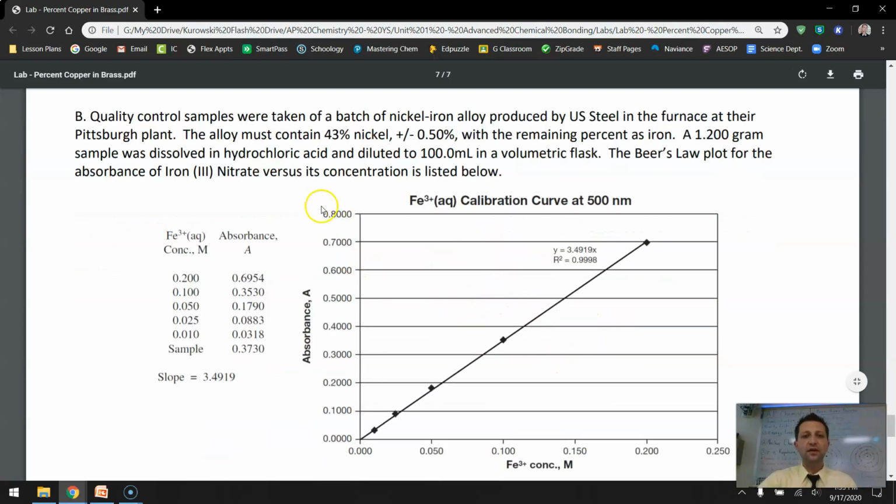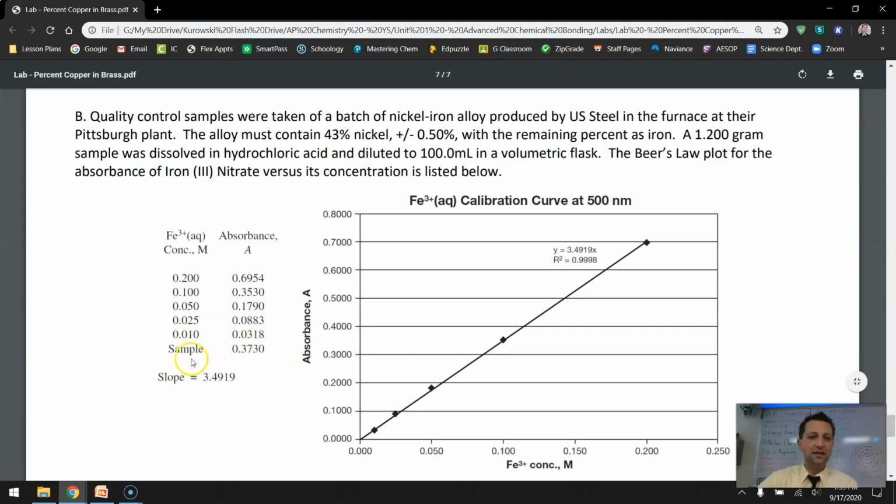This is exactly what you did in 5 and 6 earlier in the post lab. You have another alloy. What we had in this lab was a brass alloy. You have another alloy of nickel and iron. It gives you a calibration curve. Here's your data: 0.2, 0.1, 0.05, 0.025, and 0.010 molar samples. Here's your absorbance. And here's your unknown, 0.3730 for the absorbance of your unknown.